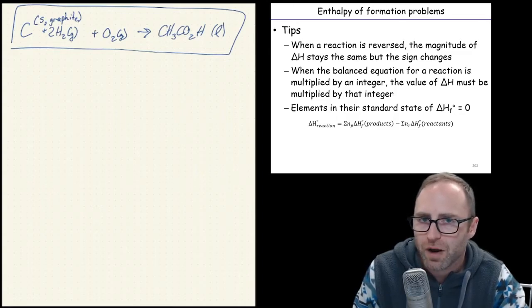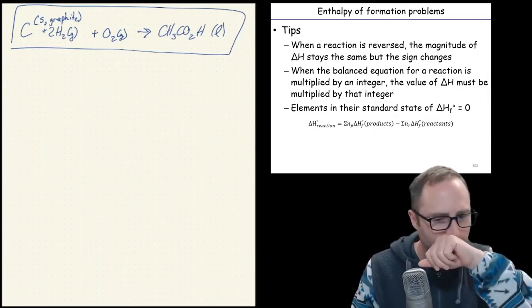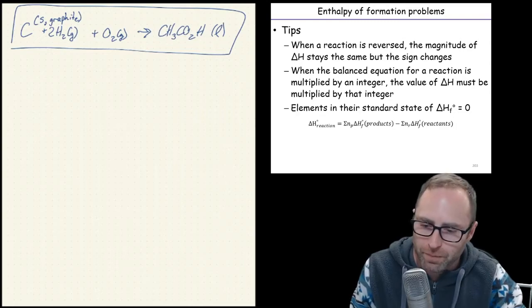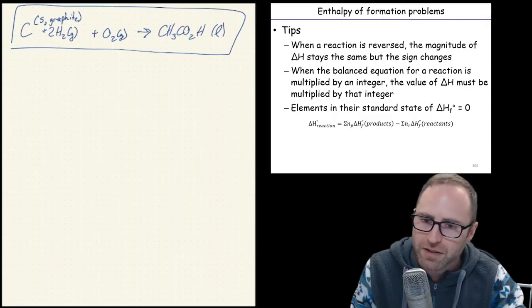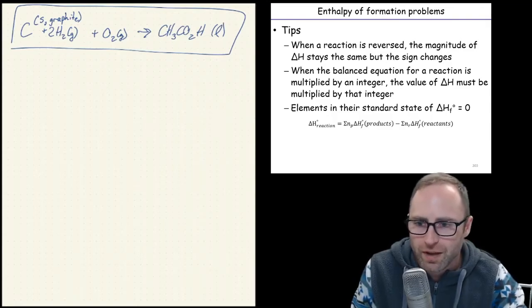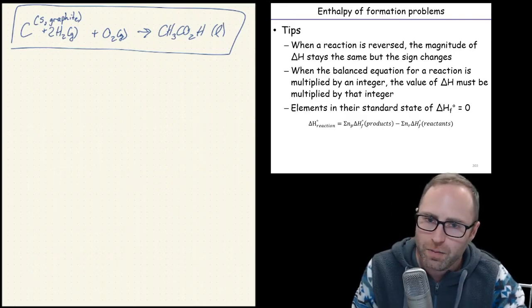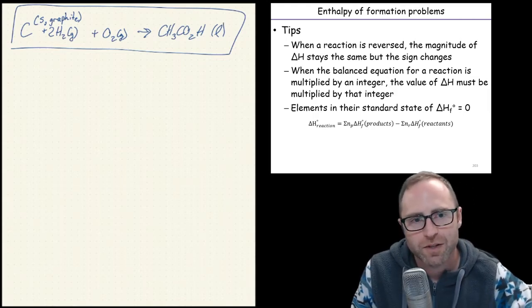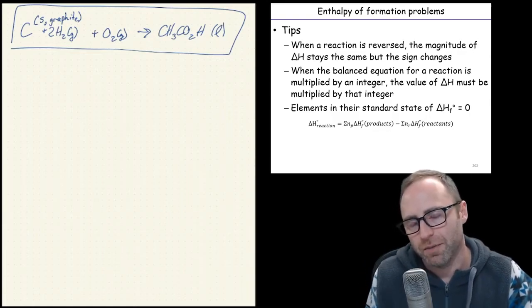Enthalpy of formation problems are algebra problems to a large degree. If you can think back to those problems that we did, specifically the average atomic masses, where we said this isotope of an element has this much ratio in existence, and this isotope has this much ratio in existence, and we worked through things, these problems are set up in a very similar fashion.